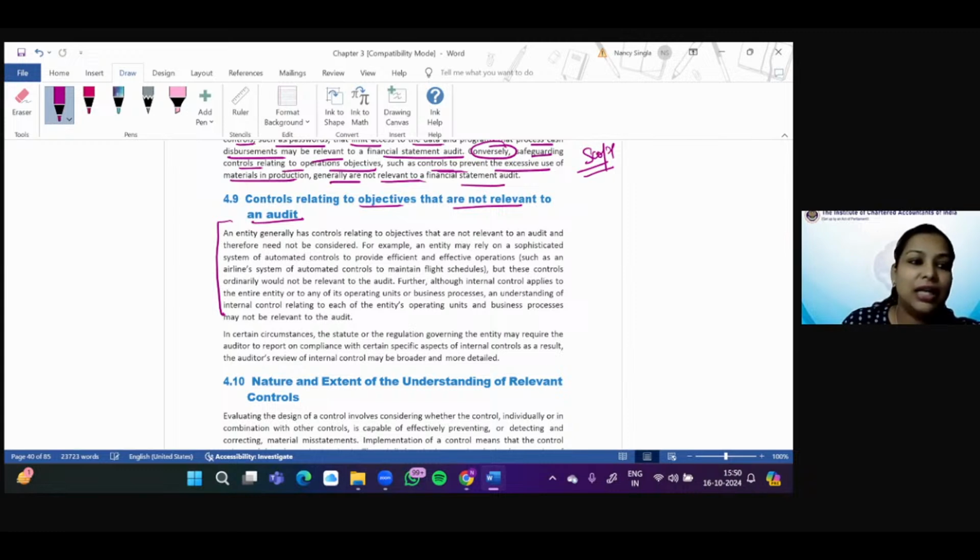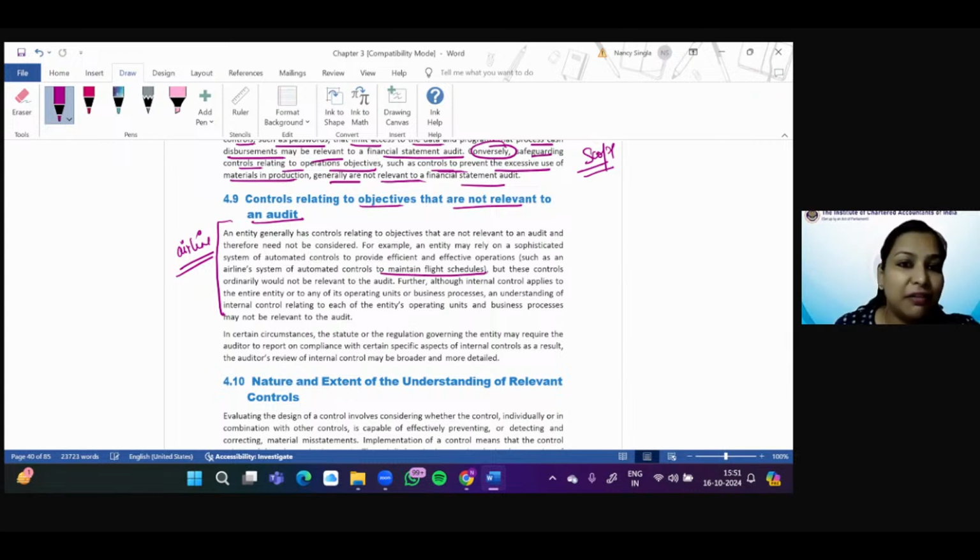It is mentioned here. Consider an example. The example that is given here is that of the airlines. So suppose the auditor is conducting the audit of an airline company, and that airline company is having a system to maintain the flight schedules.